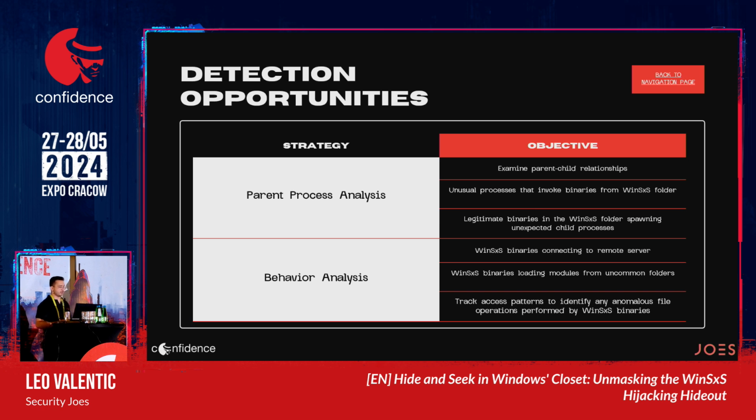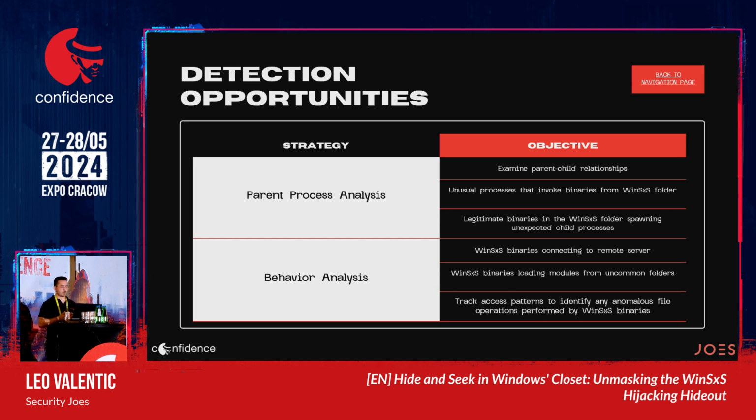And check for legitimate binaries in the Windows side-by-side folder spawning unexpected child processes. So you would not expect engine task.exe running, I don't know, any other executable with a weird name and stuff like that. Onto the behavior analysis, it would be really weird if you find engine task.exe connecting to C2 servers or connecting to the internet at all, basically. So check for remote connections or any connections from the Windows side-by-side folder.